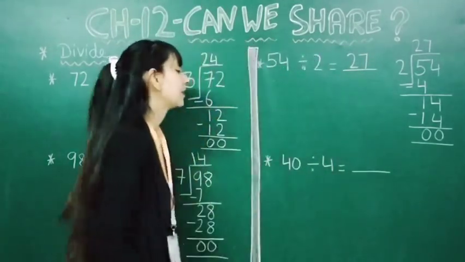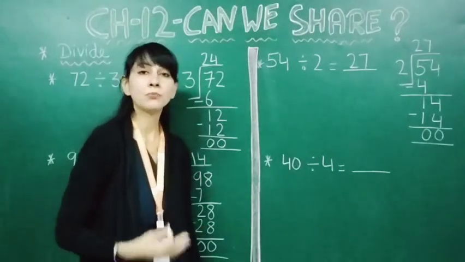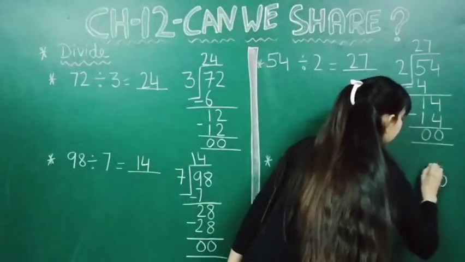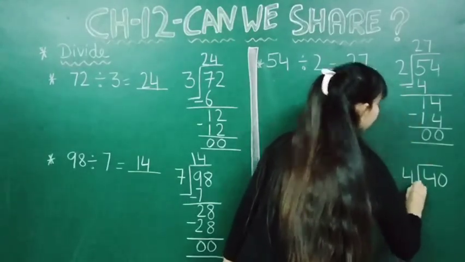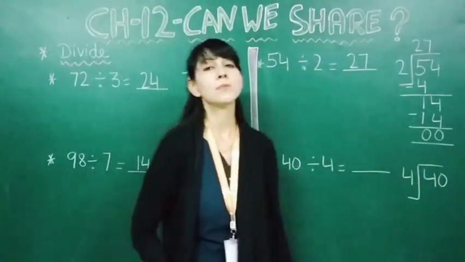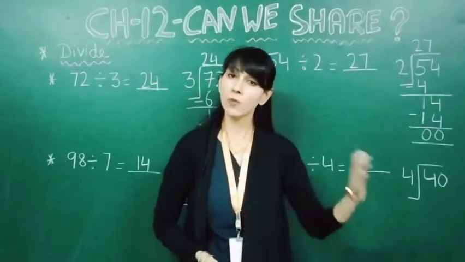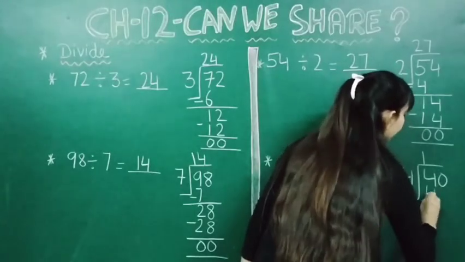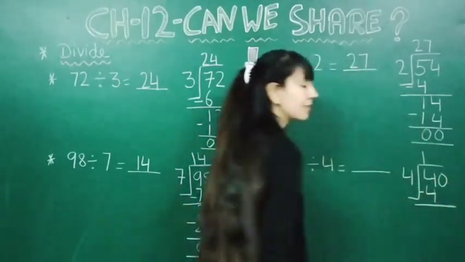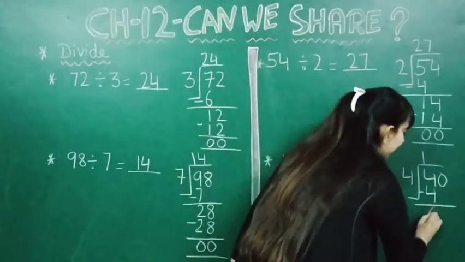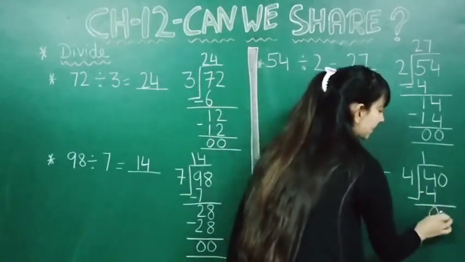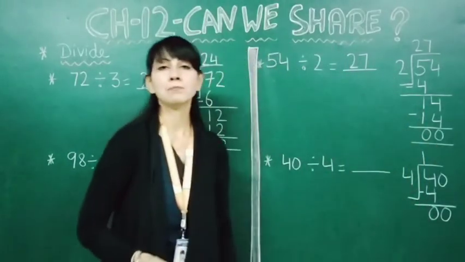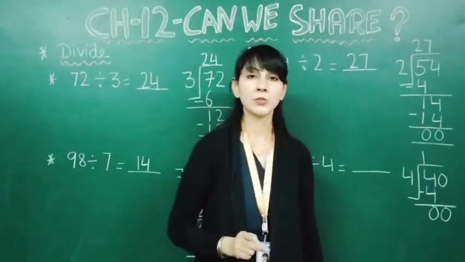Now next one, 40 divided by 4, yes. So we will write here 40 divided by 4. Now, when 4 comes in table of 4, yes, 4 ones are 4. So here we will write 1 and here we will write 4. Now 4 minus 4, you will get 0. Yes. Now we will just place down this 0 down. Now, any number multiplied by 0, you will get 0 only.